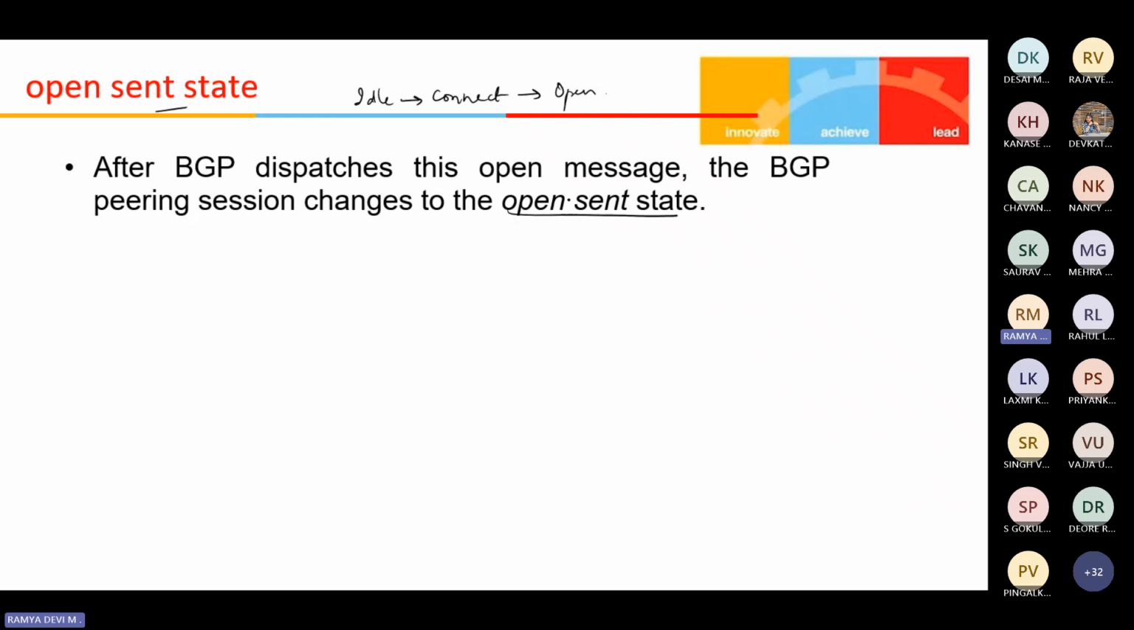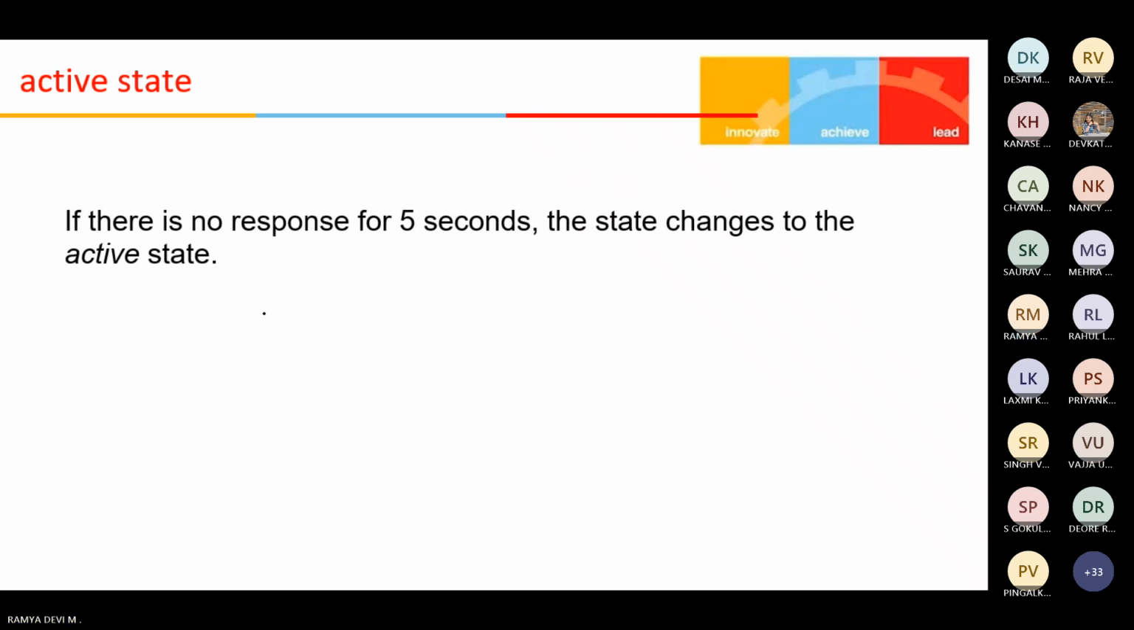That will be acting as the key parameters. So the router will wait for a matching open message from the neighbor. If the neighbor responds correctly, the session moves into the open confirm state. From the open sent state, it goes to the open confirm state. And the next state is the active state. If the router does not receive a valid open message within 5 seconds, this is the threshold time, the transition will be into the active state.